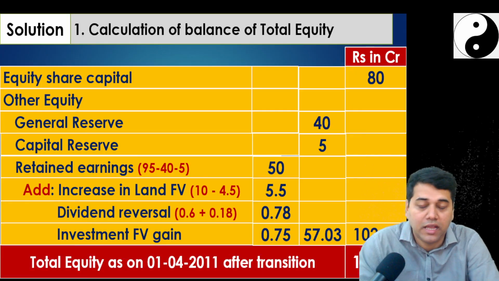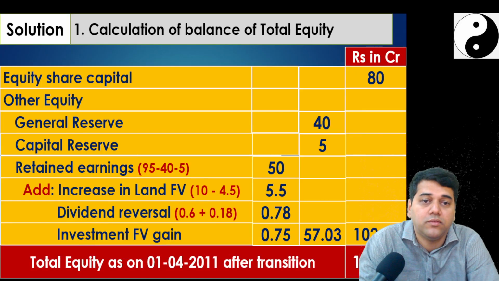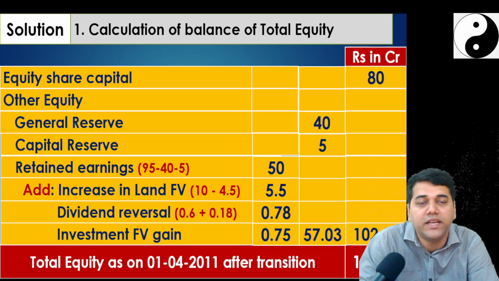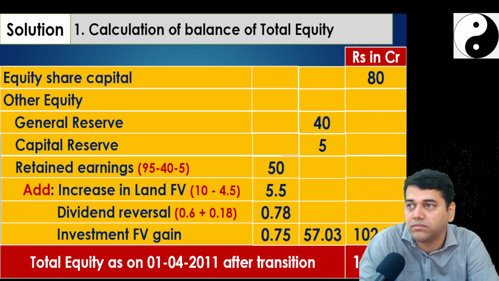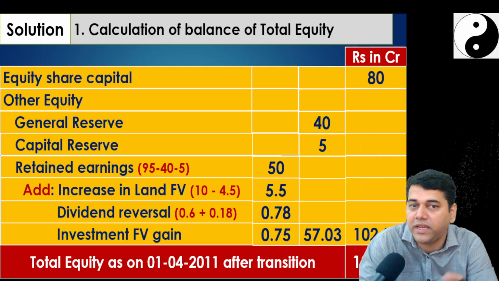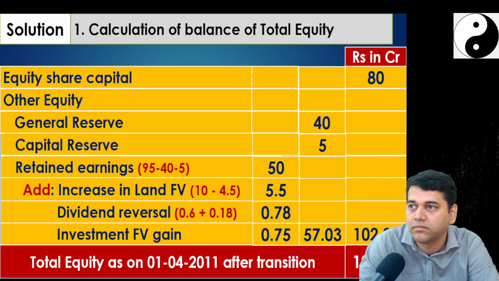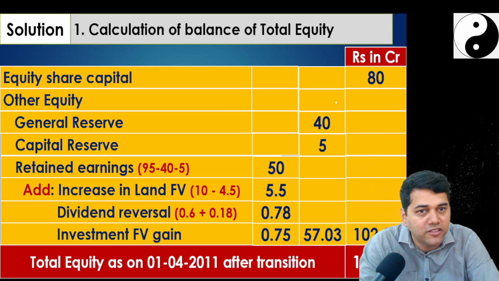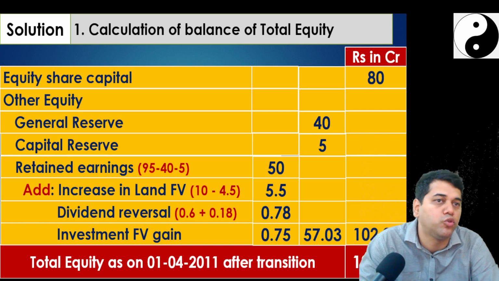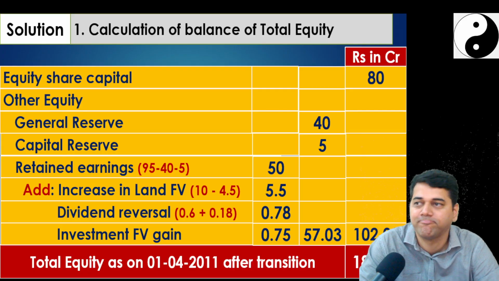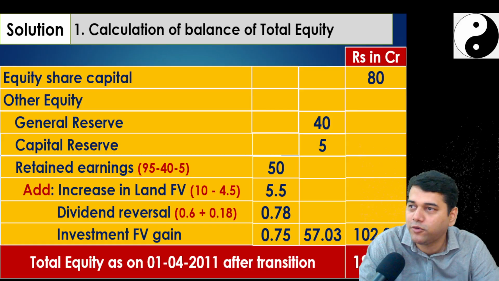So as per Ind AS, my equity balance should have been 182.03, because 80 plus 40 plus 5 plus 57.03. Or I can say 80 is equity share capital, other equity is 102.03. Perfect. Clear, Prithvi? What is the doubt?